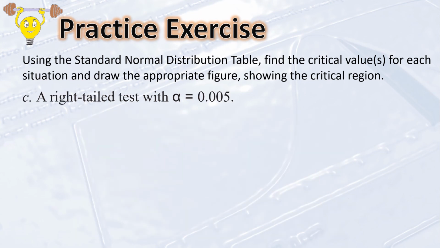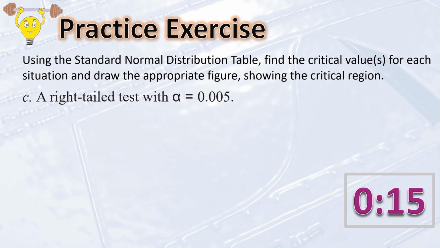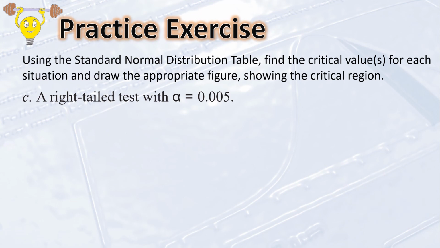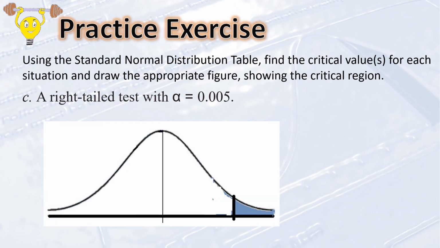Letter C, a right-tailed test with alpha equal to 0.005. Go. Time's up. Let us show the answer. First, let us draw the figure, and since this is a right-tailed test, we have the Z critical to the right of the mean, and the area to the right of that Z critical is 0.0050.